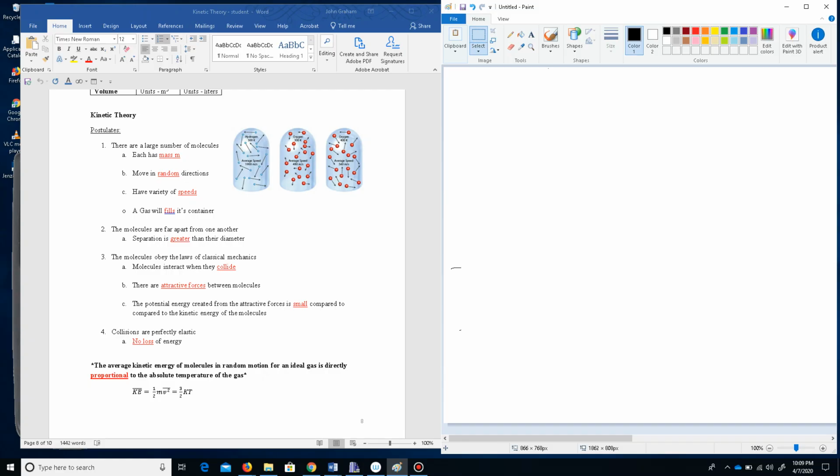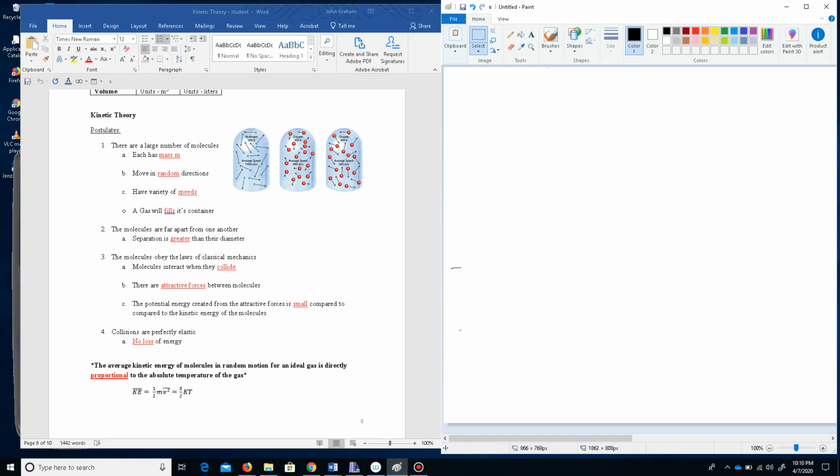There are attractive forces between the molecules. The potential energy created from the attractive forces is small compared to the kinetic energy of the molecules. Right? So what these two mean is basically that kinetic energy is what's keeping them apart. They're moving so much faster that they're able to stay apart from one another.